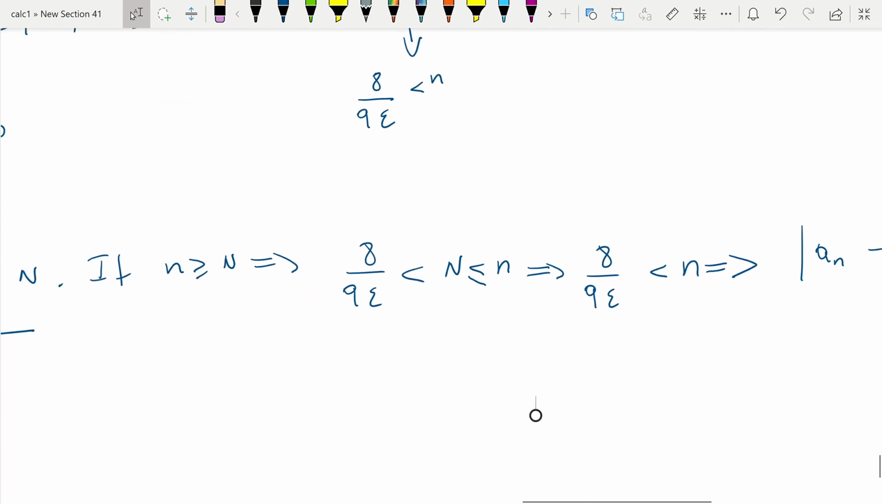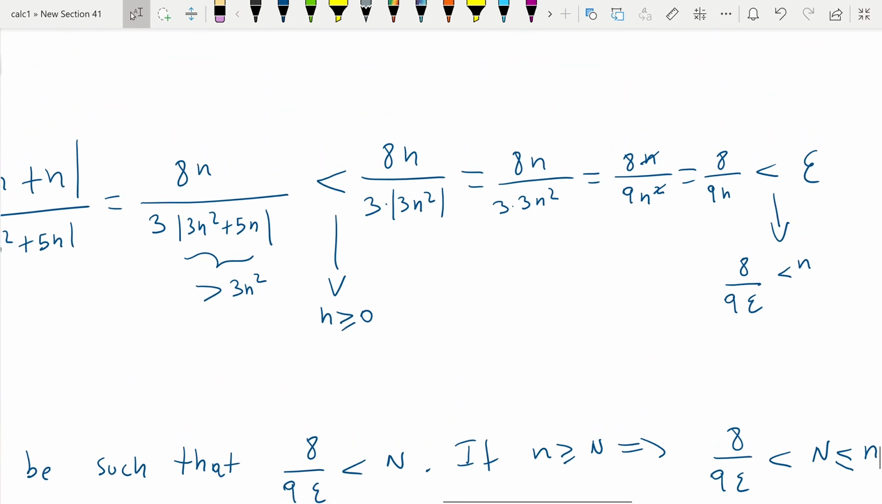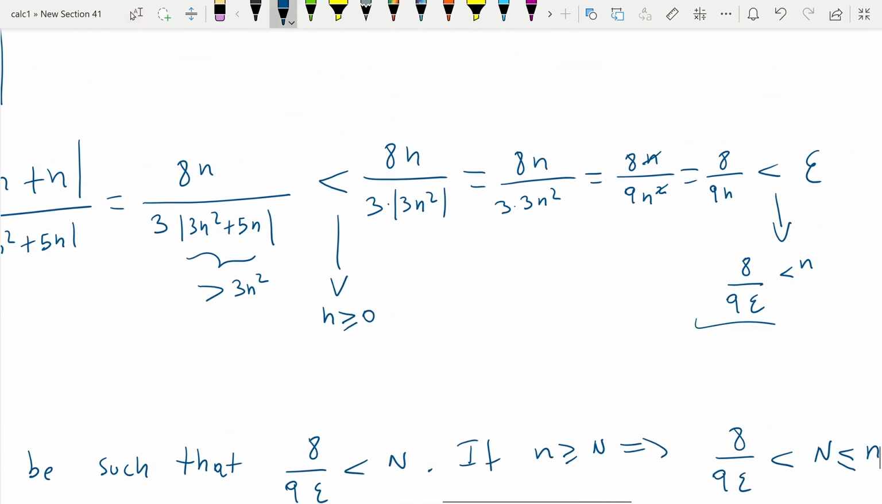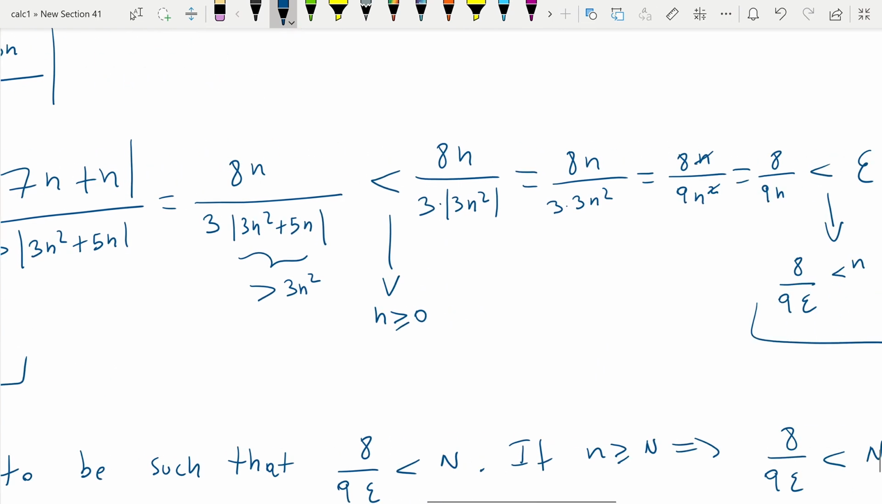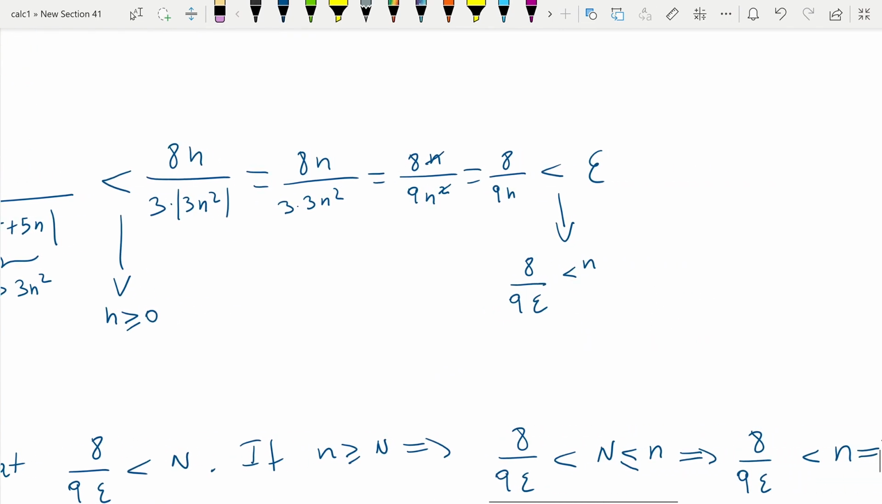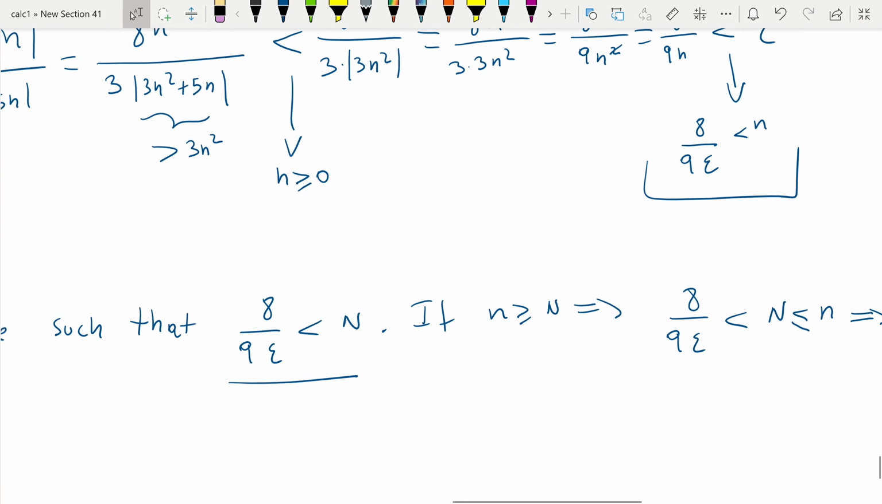I forgot something here, actually. This is why it's good to go over this argument again. Here we actually assume two things, so that this was true: 8 over 9 epsilon was less than n, and that n was greater than 6. So we actually have to pick a number that is greater than both 8 over 9 epsilon and 6.